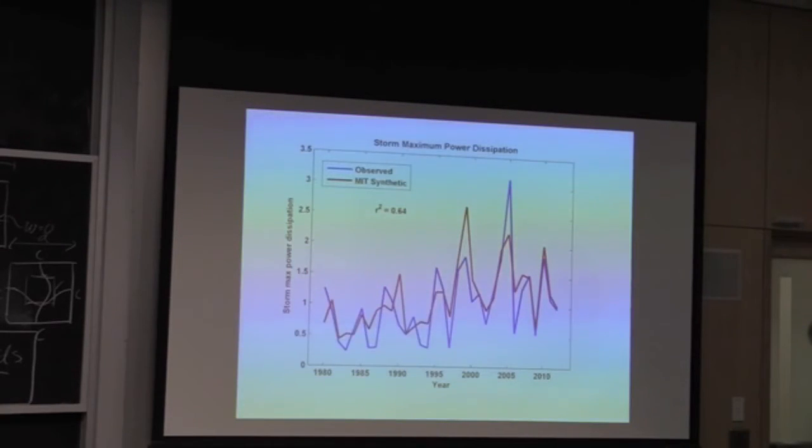And it captures interannual variability. So this is a measure of storm power in the North Atlantic going back to 1980. The blue is from historical observations, which are flawed, and the red from this technique. And amazingly, we capture about 60% of the variance of the interannual thing.